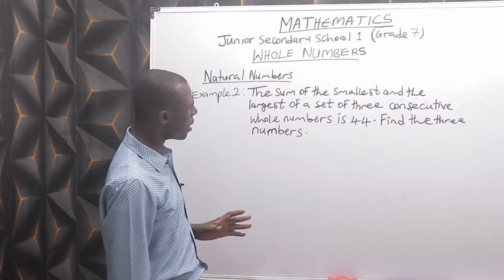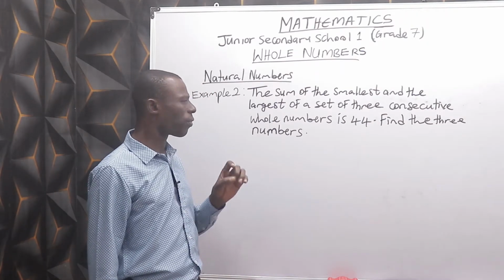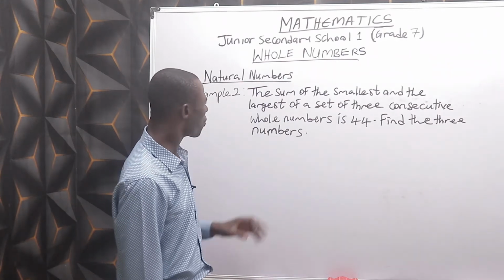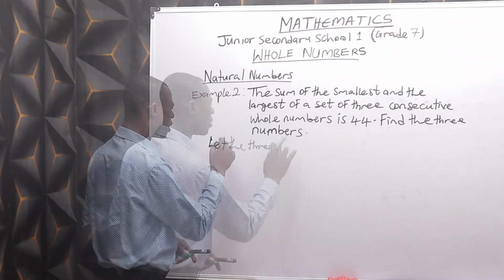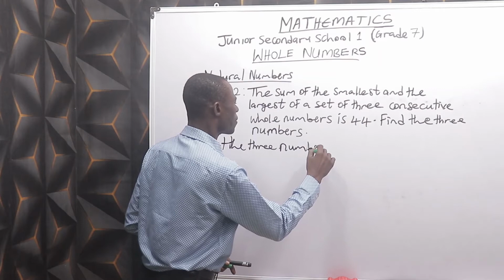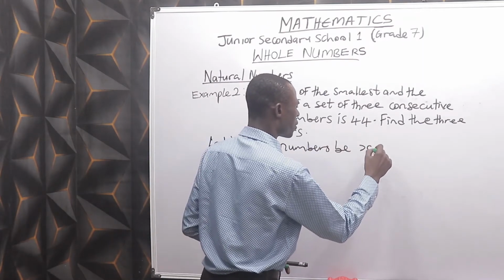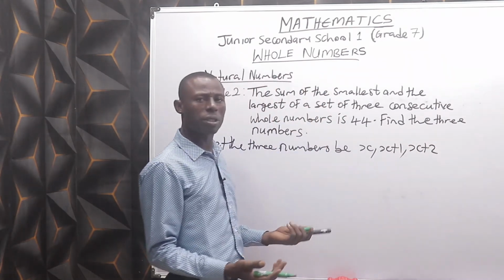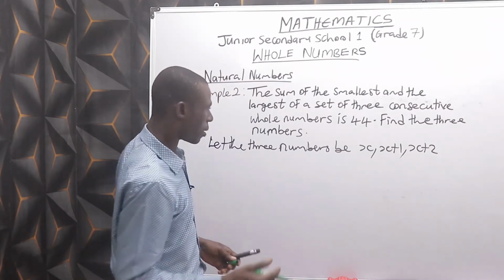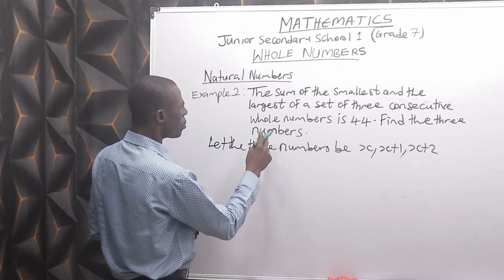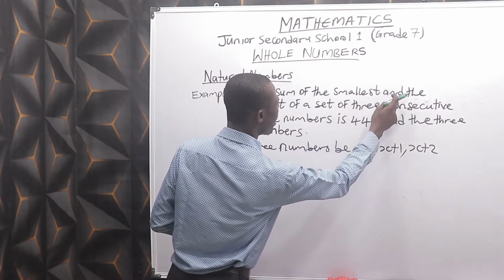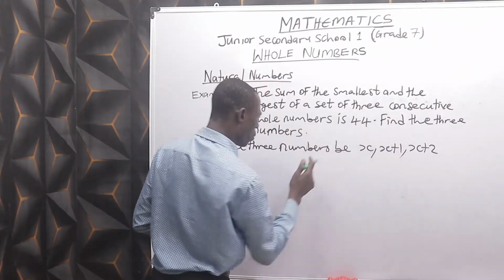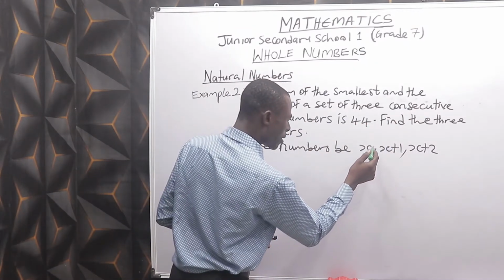The sum of the smallest and the largest of a set of 3 consecutive whole numbers is 44. Find the 3 numbers. See, let the 3 numbers be x, x plus 1, x plus 2. Why are we using x always? You can use any other letter. So, the sum of the smallest and the largest of a set of 3 consecutive whole numbers is 44. The smallest here is x.